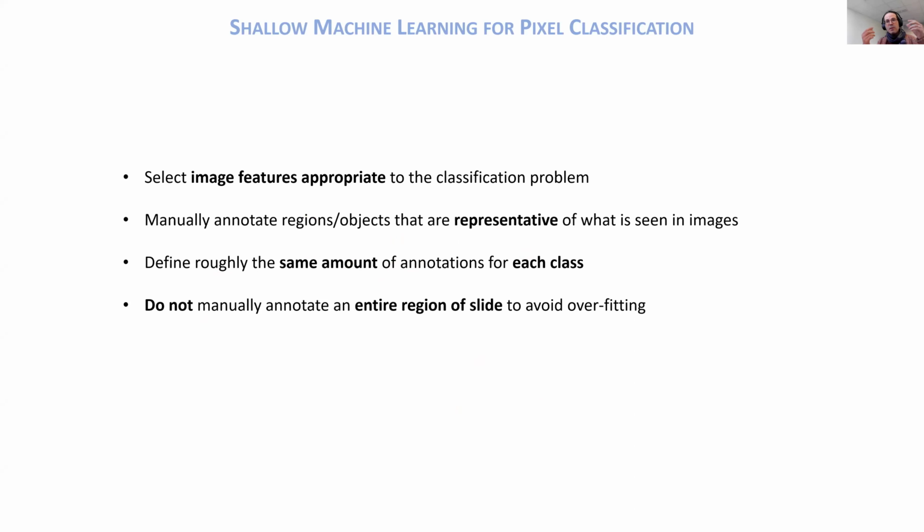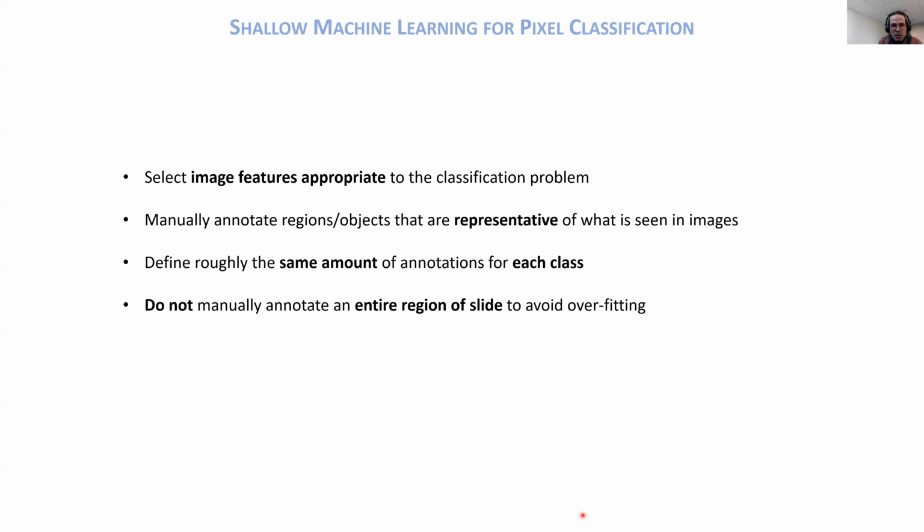You're going to have lots of examples of the exact same thing. And so then you're going to be super good at estimating for this very tiny region, but you're not going to be so good at generalizing your model. And that's why it's really important. And then try to define roughly the same amount of annotation for each class.